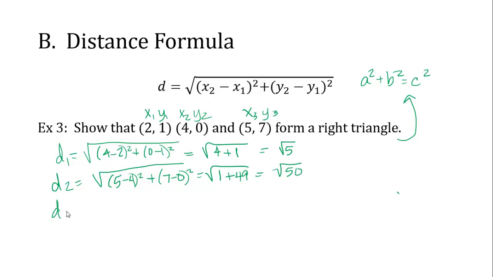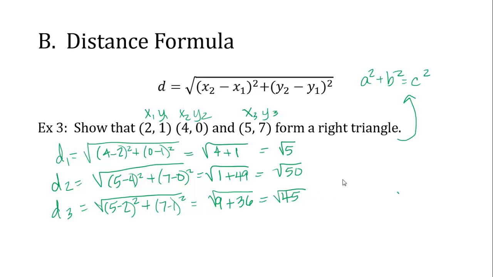Alright, the third length is between the third point and the first point. Okay, so I'm going to just do the same process. 5 minus 2 squared plus 7 minus 1 squared. Okay, 5 minus 2 is 3. Square that, you get a 9. 7 minus 1 is 6. Square that, you get a 36. So 9 plus 36 is 45.